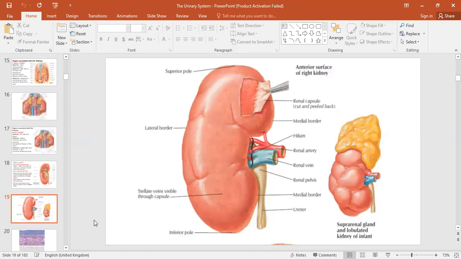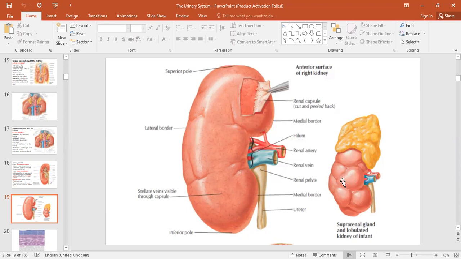So there we are, just now comparing a kidney of an adult and the kidney of an infant. The kidney during development is a lobulated organ. It has lobes, as we can see clearly here, demarcated by the septum of the renal capsule. So the renal capsule dips slightly into the parenchyma of the kidney to separate it into what we call lobes.